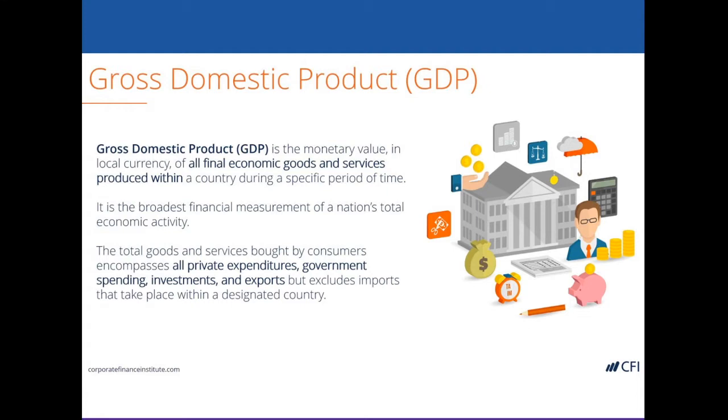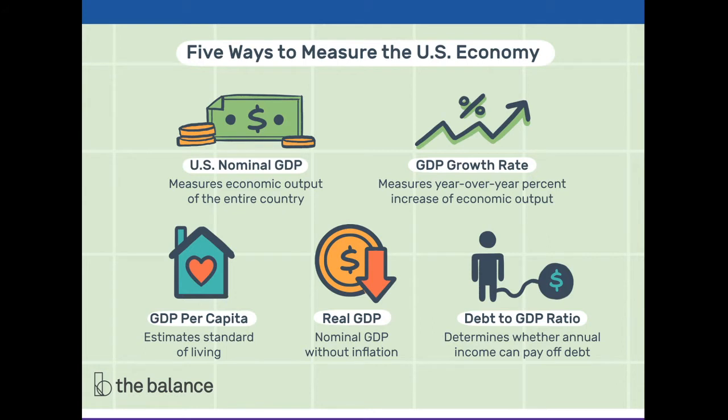All right, then we want to look at 5 ways of using GDP to measure the economy. As we spoke about in the past, we talked about nominal GDP, which is just the dollar amount of GDP for the year. We look at the growth rate from one period to the other. Per capita, which is dividing the GDP by population. Real GDP, which is removing inflation. And then debt to GDP ratio, taking our country's debt and looking at it as a ratio of GDP. All right, so those are the 5 ways.